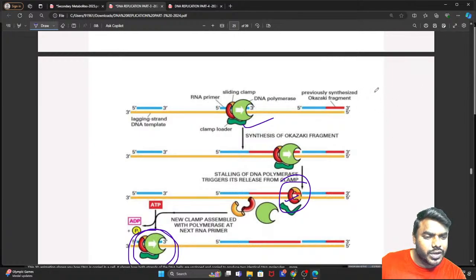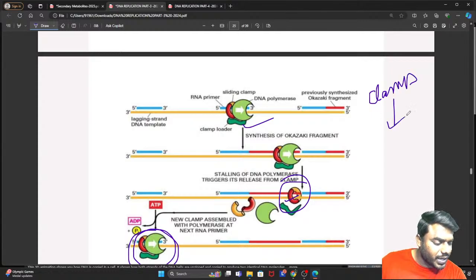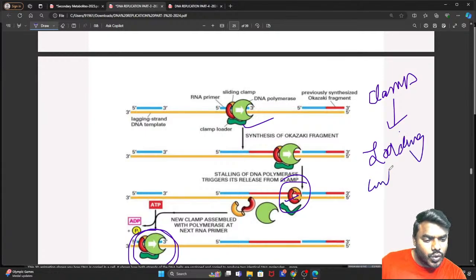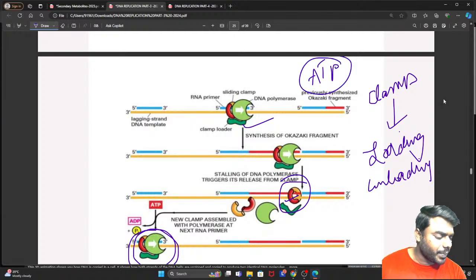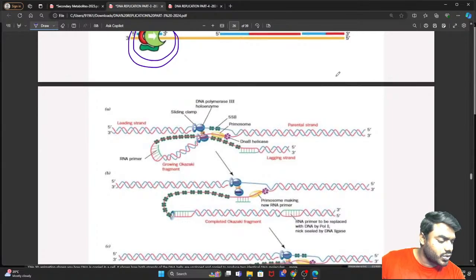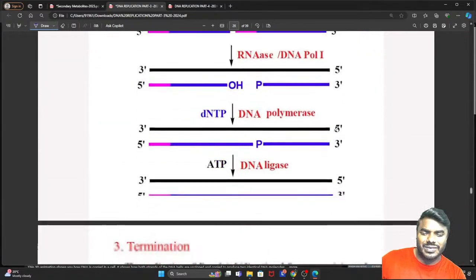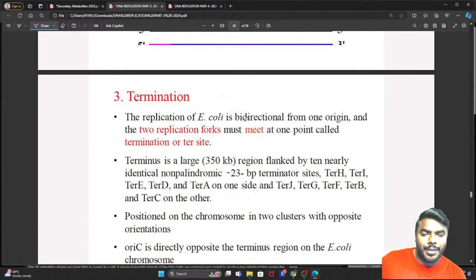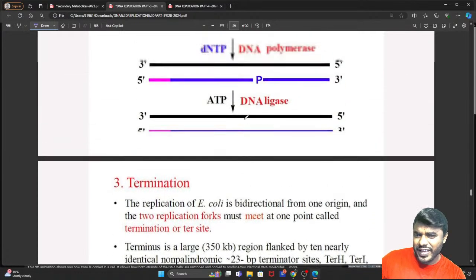I believe in the last class also I told all the students very clearly. What is the point I told you? Beta clamp, that is a very important statement. The loading of the beta clamp, and at the same time the unloading of the beta clamp, what is the speciality? Strictly ATP dependent. There is no point of getting confused over there, and it is easy to understand.